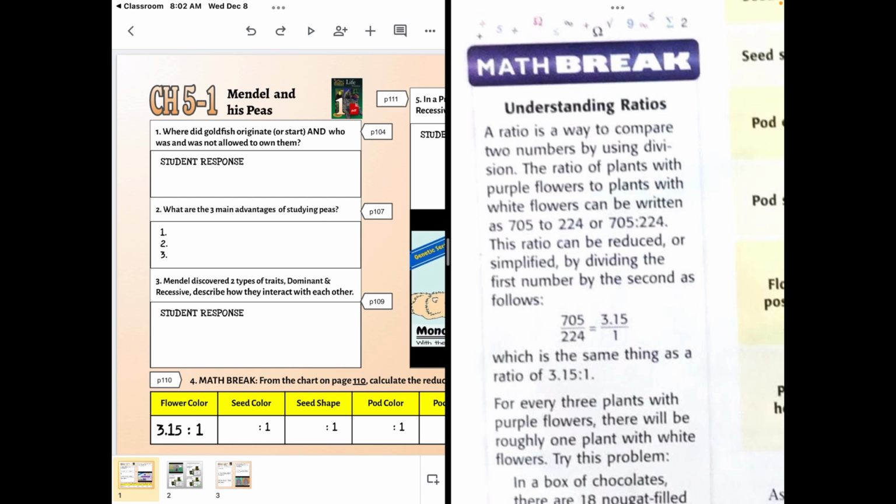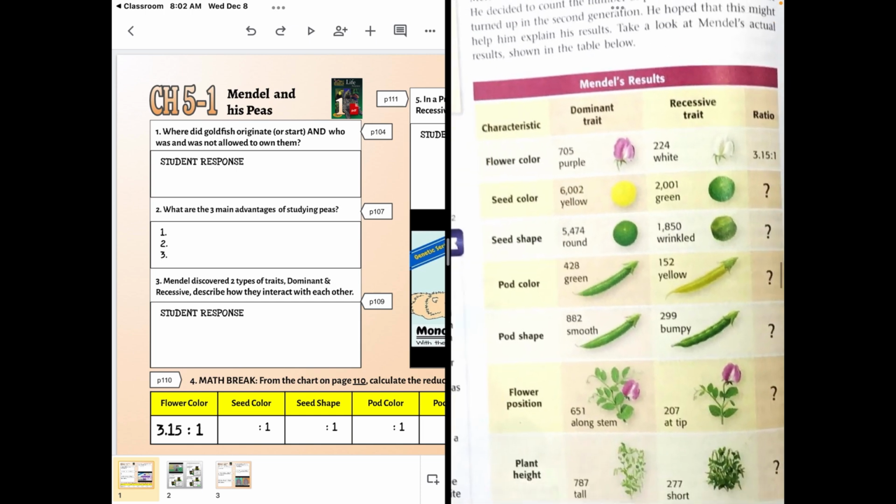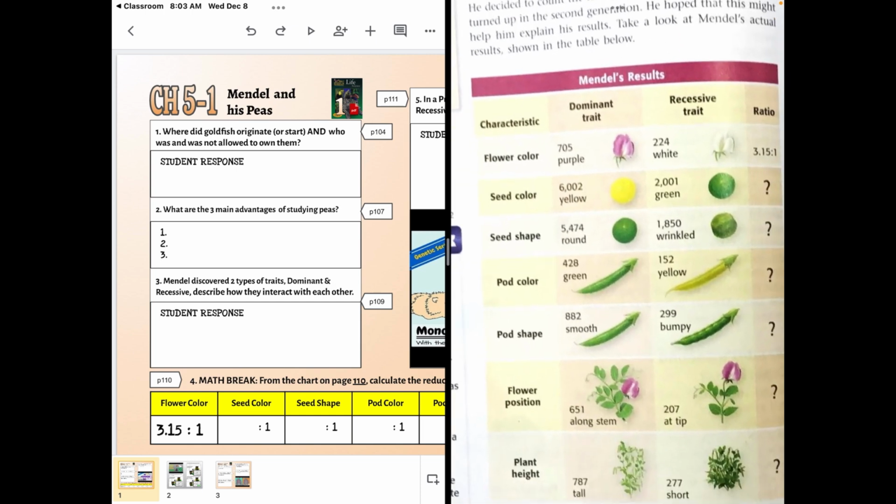So they got an answer of 3.15 by dividing both numbers by the smaller of the 2 numbers in the pair. So Mendel grew a bunch of pea plants, and he found that 705 of them had purple flowers and 224 had white flowers. And when you divide both numbers by the lower number, 224, 224 divided by itself is 1, and 705 divided by 224 is 3.15. As normal, we include 2 numbers past the decimal point.